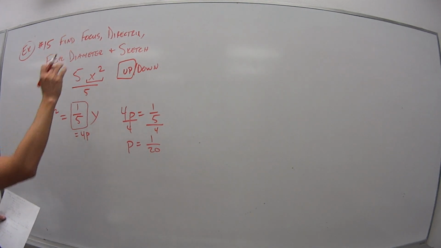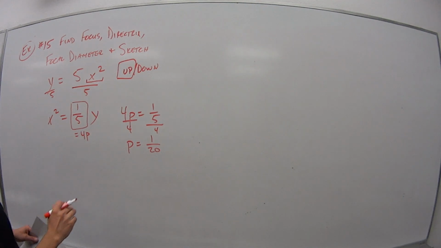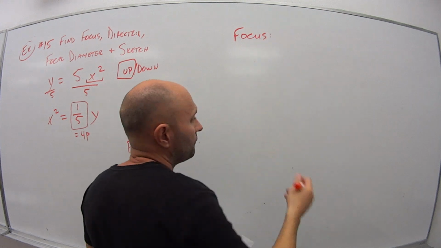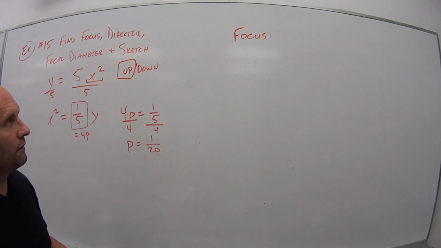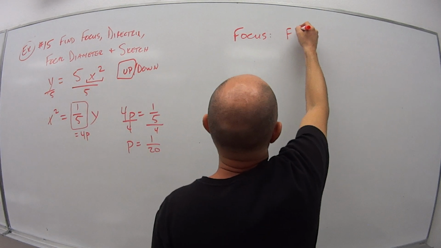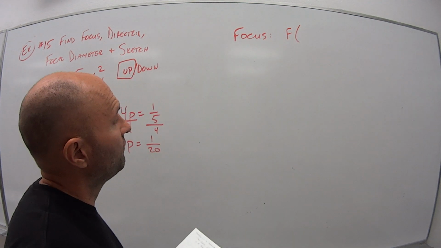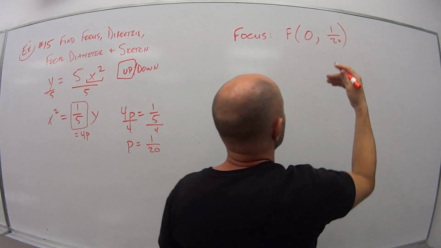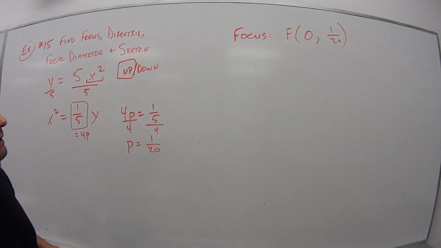So now I can start figuring out some of this information. First, the focus. Well, the focus was what? It's a point. We'll call it F. And it has what values? It has 0, and then whatever value I had for p, which in this case is 1/20.